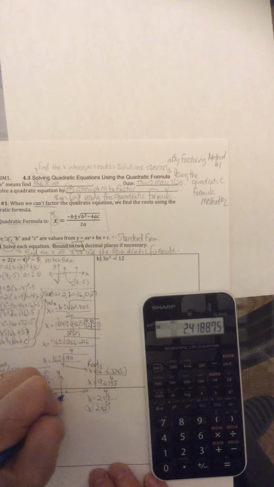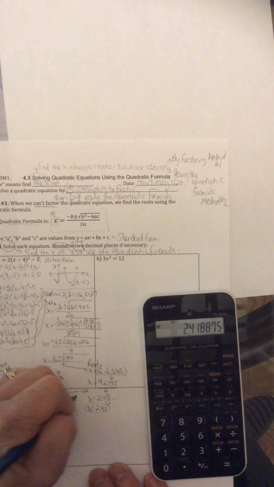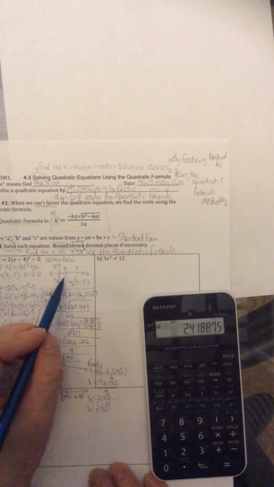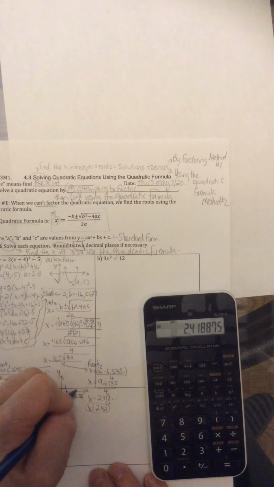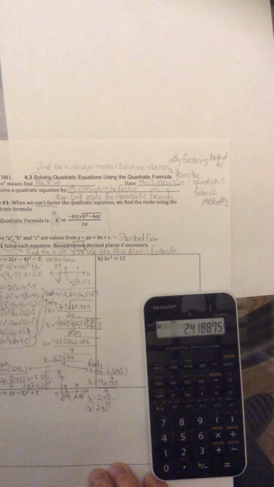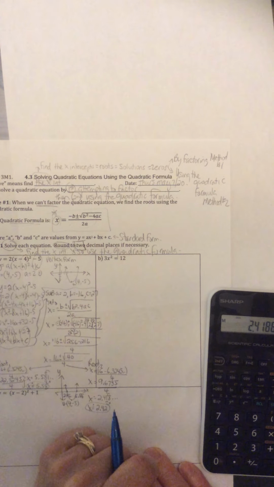2.42 would be here, and 5.58 would be here. We already established that it was opening up, so that would be a general idea, and then this vertex would still be 4, -5. Okay? All right. This one looks less complicated for sure.